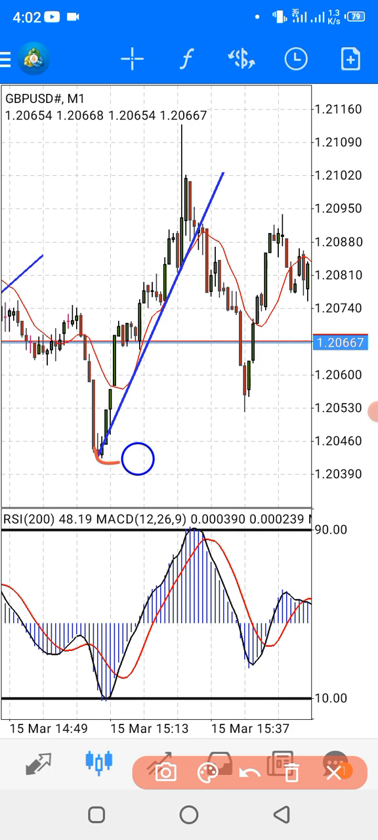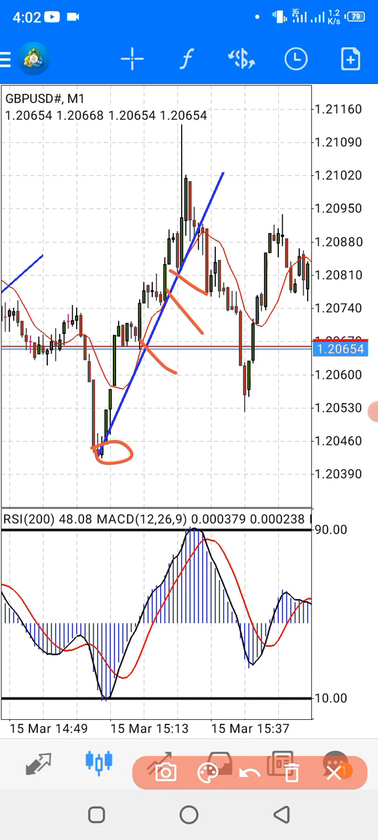So you guys can see, this is my point 1, this is my point 2, this is my point 3, this is my point 4, but on my point 5 the trend line actually broke, right? The trend in the market actually broke, and when the trend actually broke in the market, it actually went down. That is, it went towards bearish.